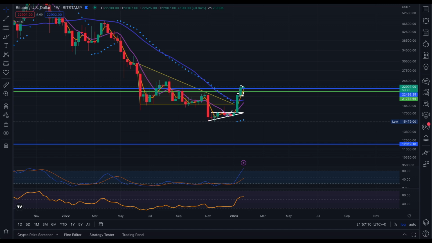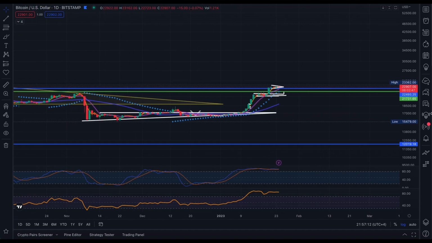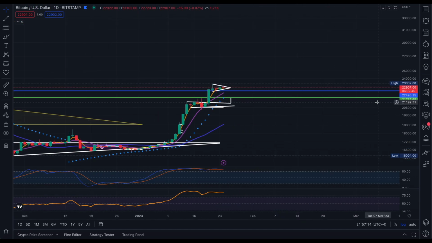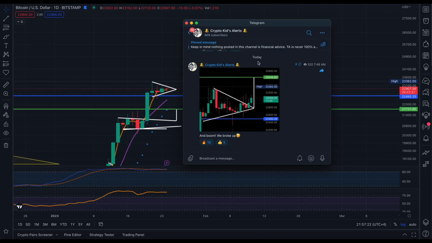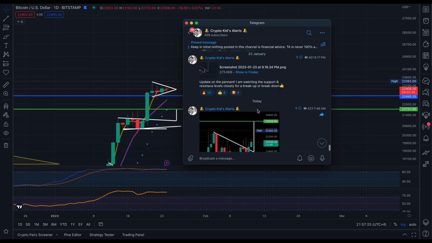And this is the chart for Bitcoin. I'm going to switch to the daily chart, and this is what we can see. In the past video, we saw a symmetrical triangle. I have been updating you guys on the Telegram channel.